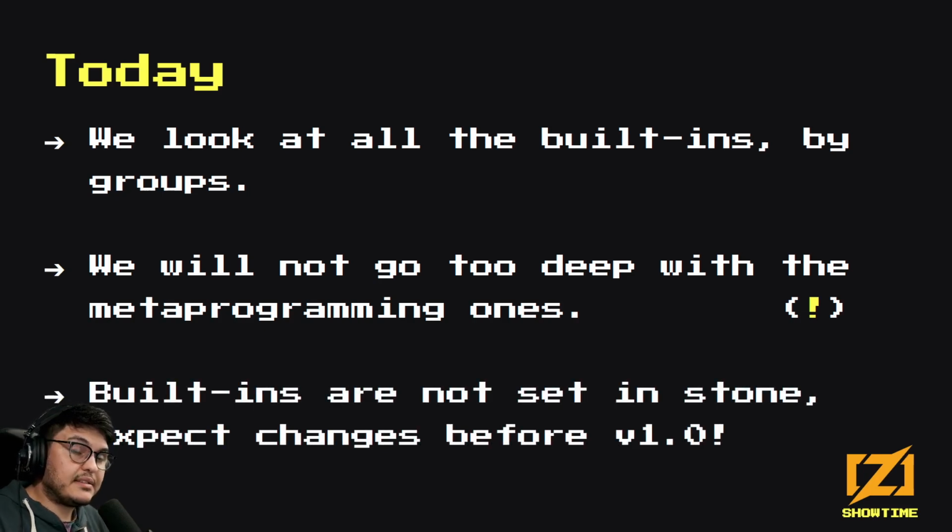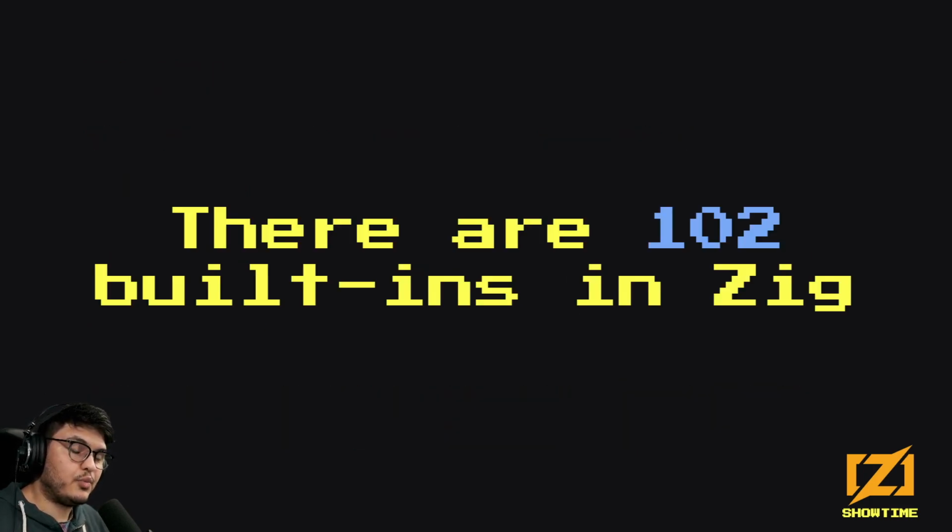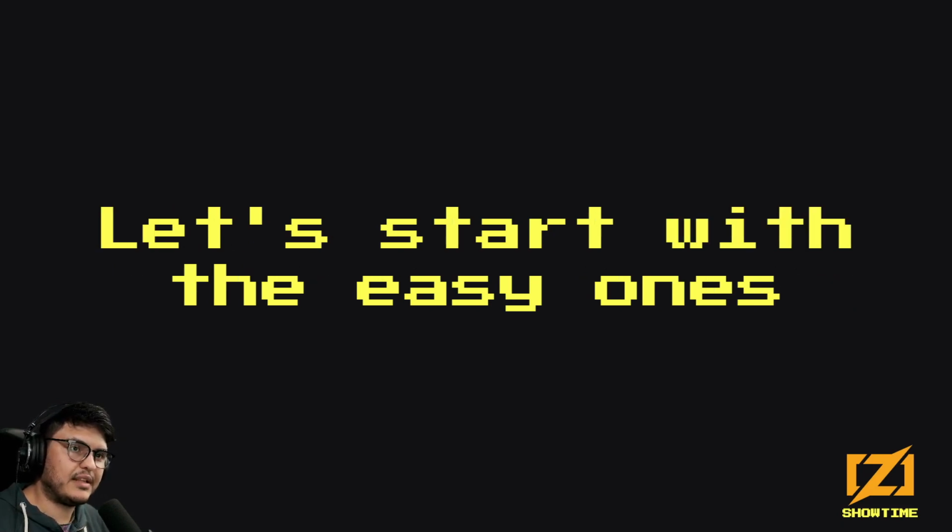Also, built-ins are not set in stone, so you can expect them to change before we hit version 1.0. There might be new ones that pop up, some that get retired. So even though they are not part of the standard library, they are still potentially subject to change. Zig has 102 built-ins as of today. As I said, we're going to look at them in groups, not one by one. So let's start with the easy ones, and as we move forward, we'll see progressively more interesting ones.